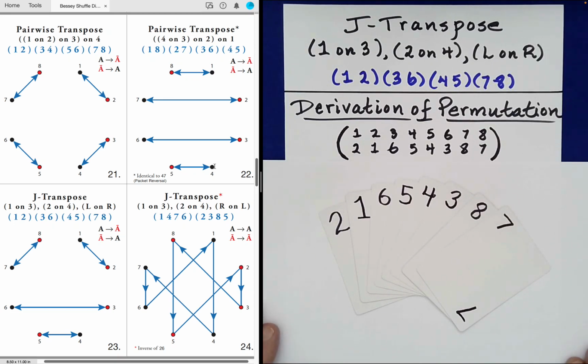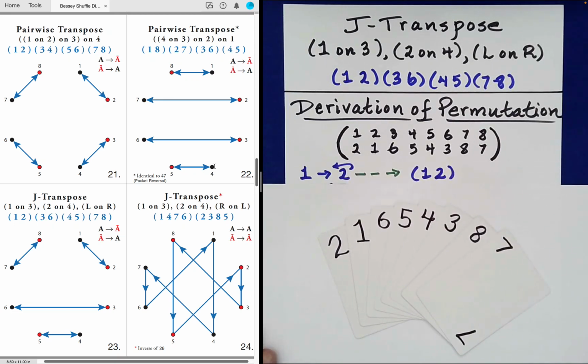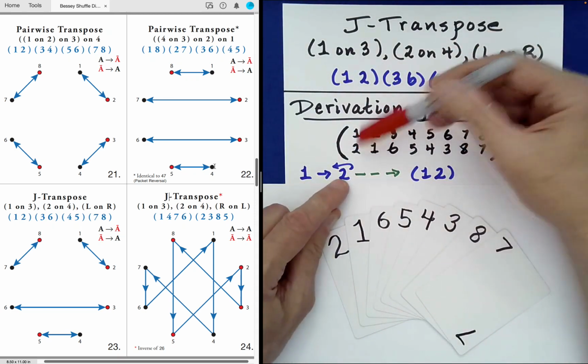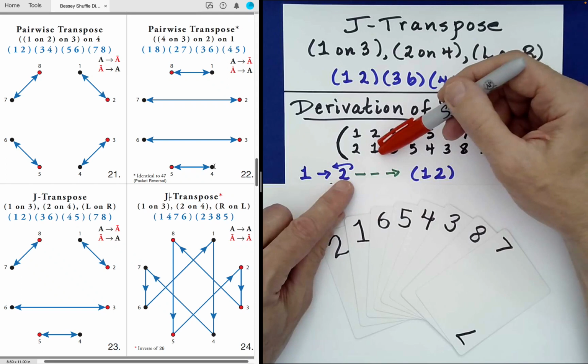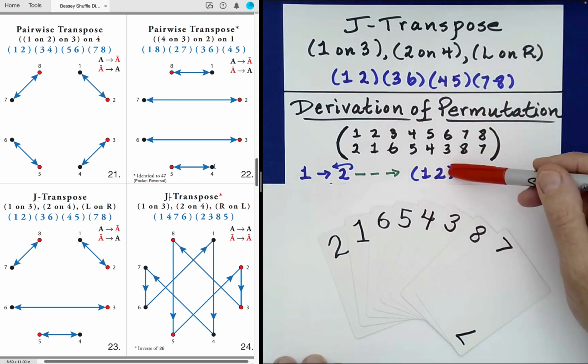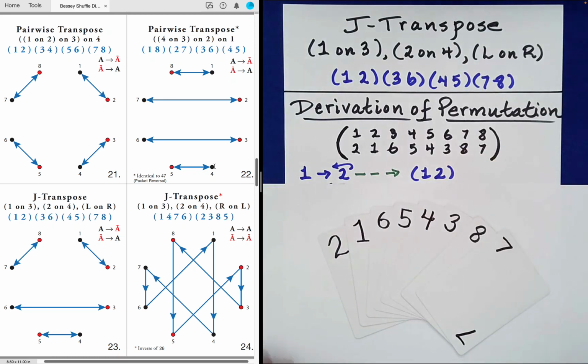Converting that to cycle notation, we obtain the following. 1 goes to 2, so I have an arrow from 1 to 2. 2 goes to 1, so 2 cycles back around to 1. So we get a 2 cycle, or in other words, a transposition.